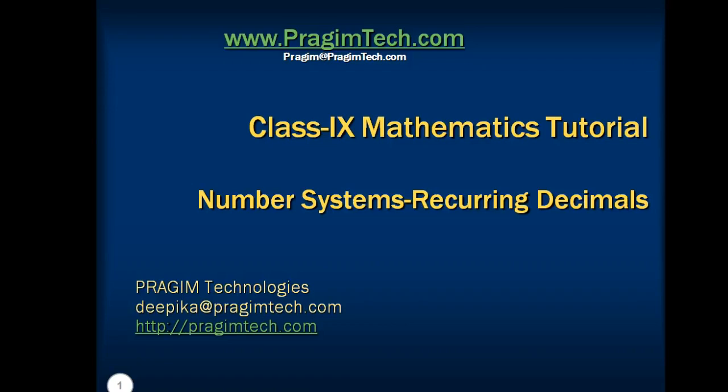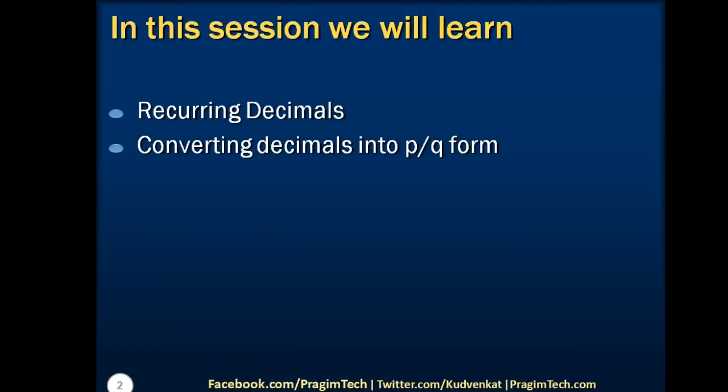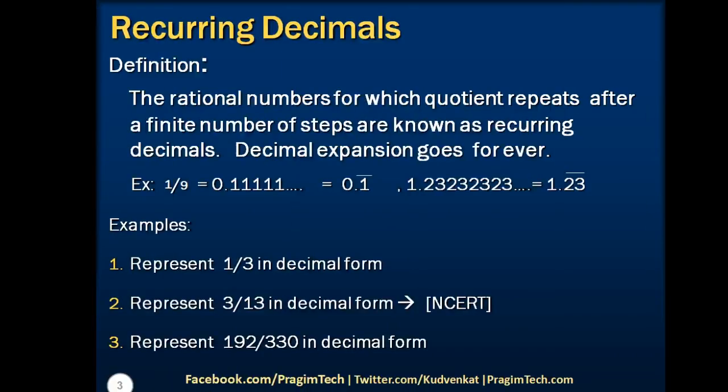Hello students, welcome back. In this session, we will learn recurring decimals and converting decimals into P by Q form. Let's see what are recurring decimals. The word recurring is self-explanatory. It means repeating. A decimal expansion is said to be a recurring decimal if the digits in the quotient repeat and the decimal expansion goes on forever.